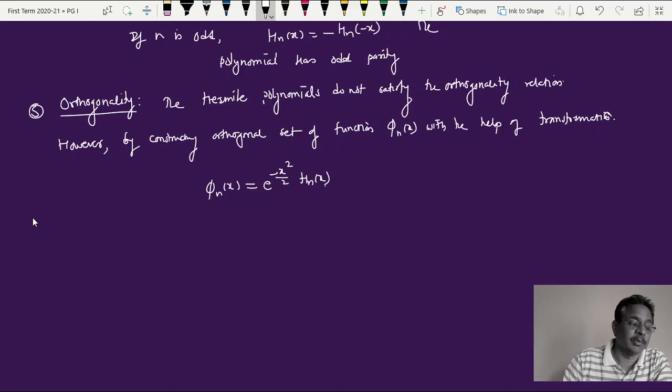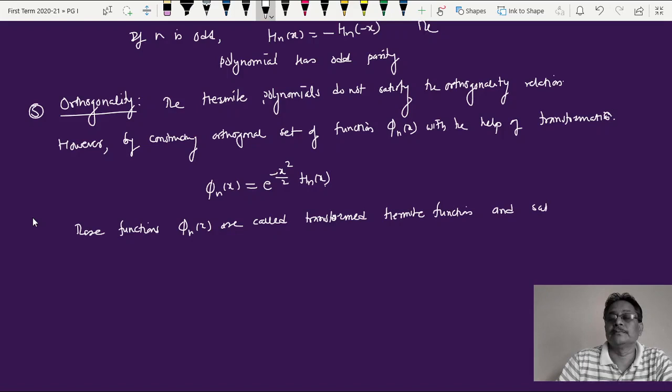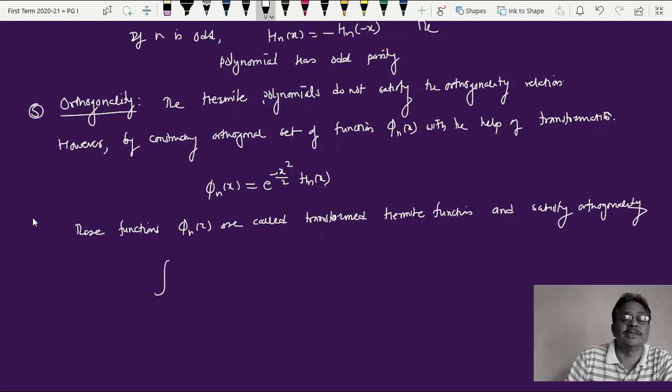So when the function is transformed in this way, then these functions phi n of x are called transformed Hermite functions and satisfy orthogonality. The condition given here is the integral from minus infinity to plus infinity of phi m of x into phi n of x into dx is equal to 0 when n and m are not the same.